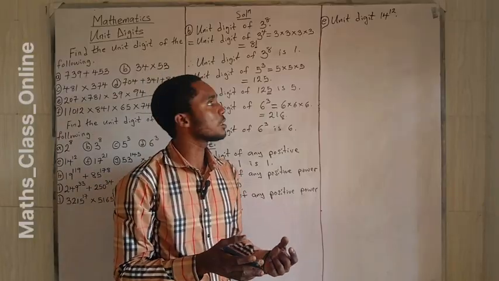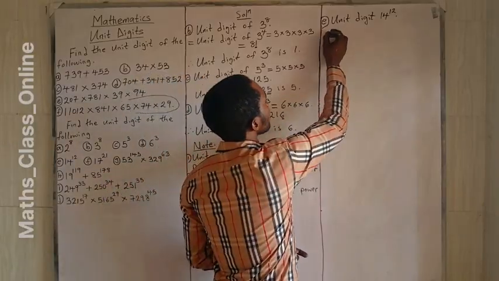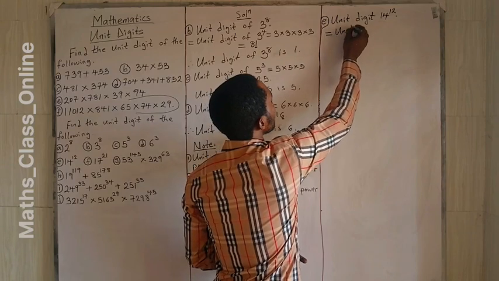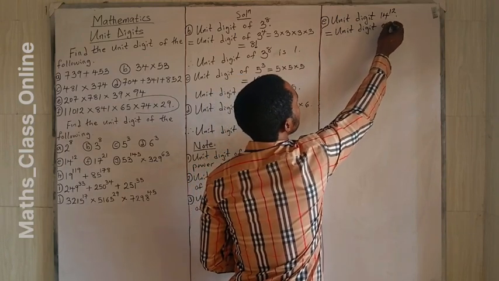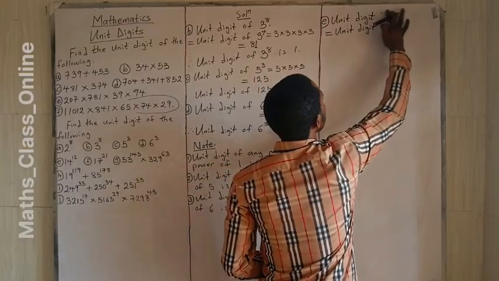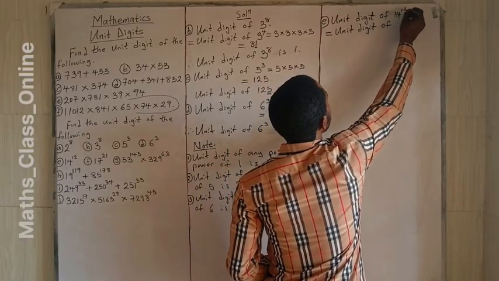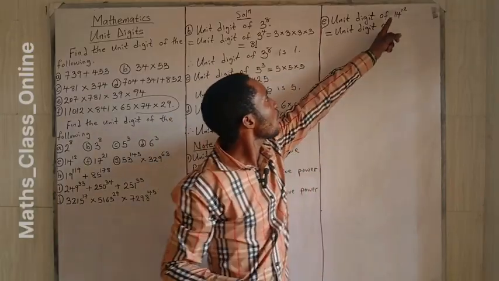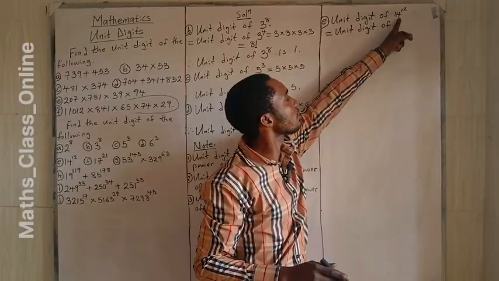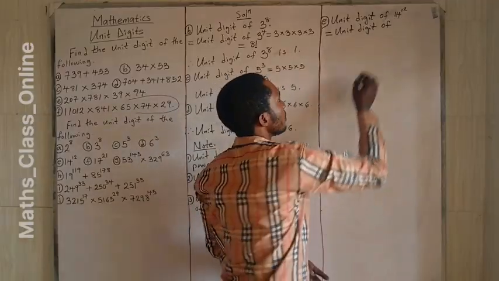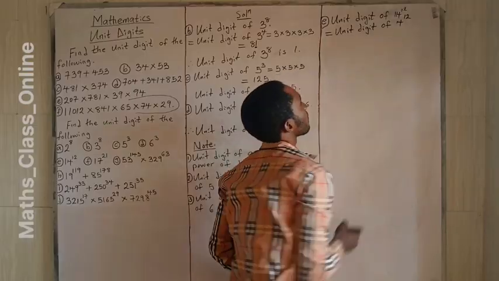We are to find the unit digit of 14 raised to the power of 12. This is the same as the unit digit of... what we have here is 14. That is a 2-digit number. What is the unit digit of 14? That is 4, raised to the power of 12.